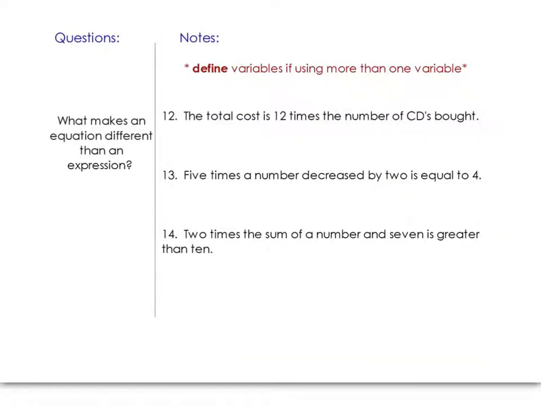Okay, last page. Here we go. Sometimes you're going to have two variables going on, meaning you have to define all these letters and numbers you're putting in your problem. So what makes an equation different than an expression? Well, if you look back to your first page, equations are going to have greater than or equal to, less than or equal to, greater than, or less than, or they're going to have a big old equal sign. They're going to have some sign of inequality or sign of equality that looks like this.